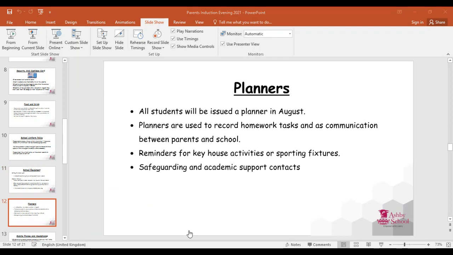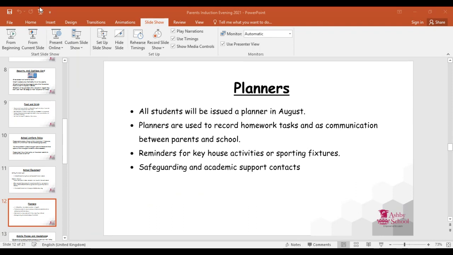They will receive them on the first day. This is to help with organisation throughout their time with us. So to input any homeworks, they can put the timetable in there as well, so parents and carers can track homeworks. There's any key sporting fixtures or activities, sports afternoons, or whatever there might be throughout the year.